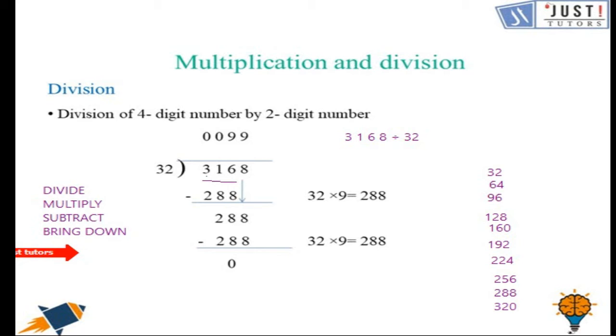So how many groups of 32 can you make out of 316? We'll look for a number which is equal to 316 or the closest one, the lower one. And if we go through the 32 times table, that's 288. And the number of groups is 9. So we'll put the 9 there. So the first step is done, which is divide. The next step is multiply. So 32 times 9, which is 288.